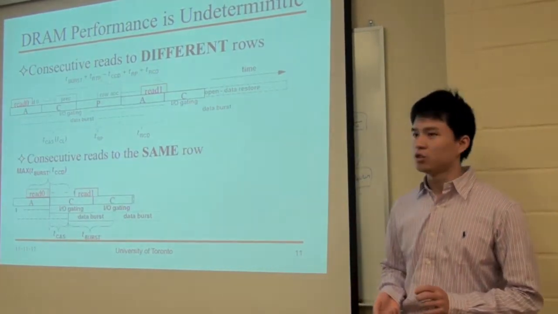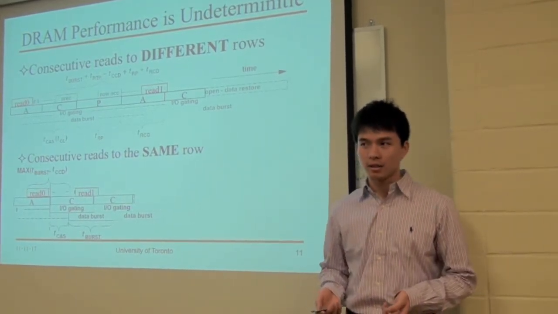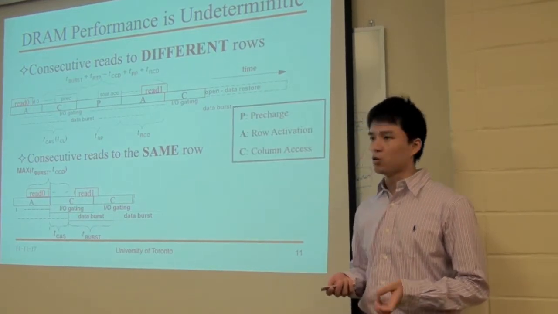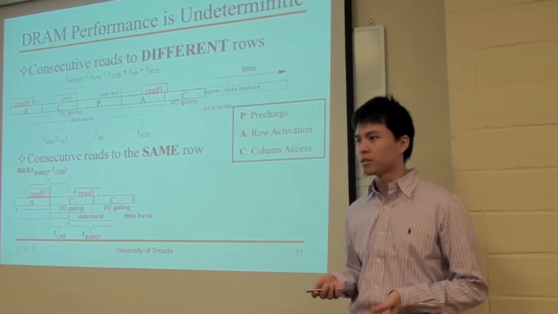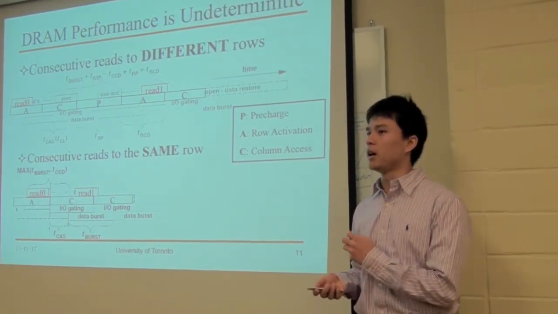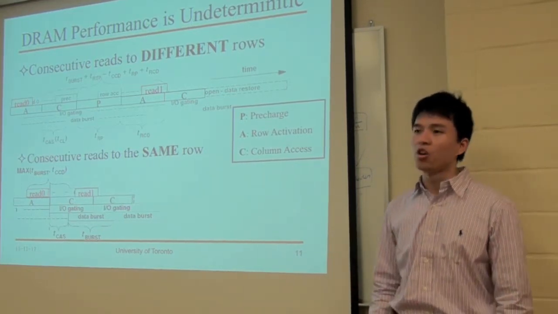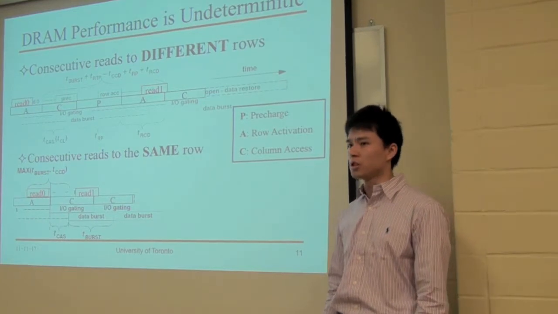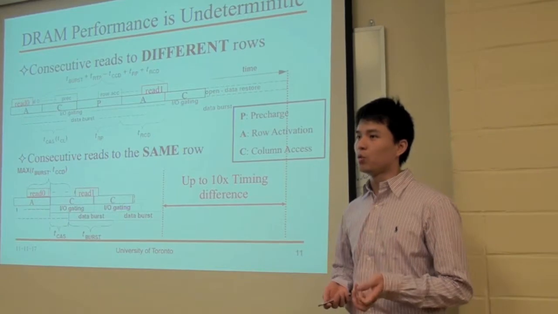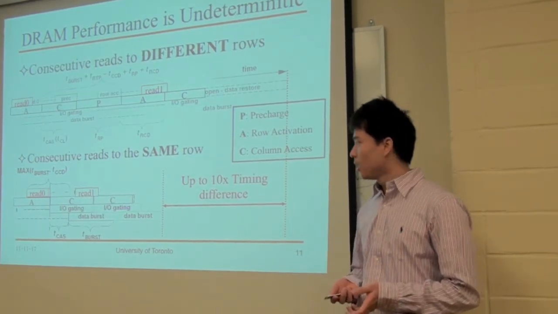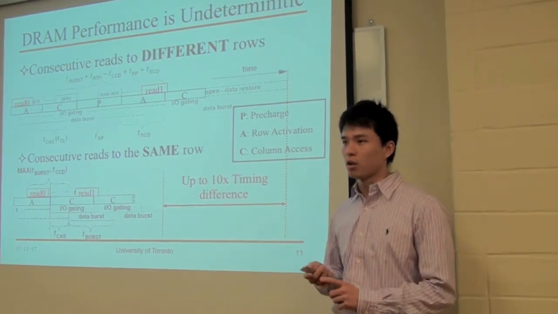Adding to the challenge is that DRAM performance is very nondeterministic. The major DRAM operations are pre-charge, row activation, and column access. Only the column access commands are doing useful work. Here are two diagrams showing the timing of consecutive accesses to the same row and consecutive accesses to different rows. The latency can differ by up to an order of magnitude. So it is important to avoid row conflicts or page crossing.